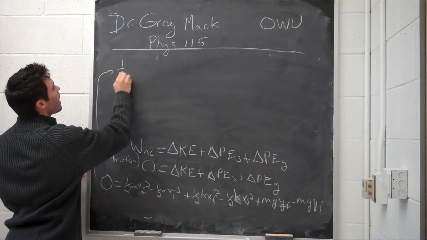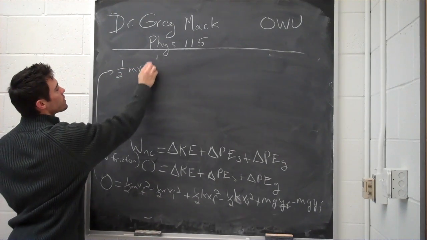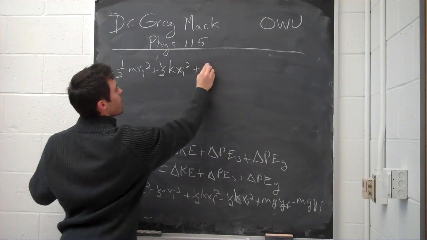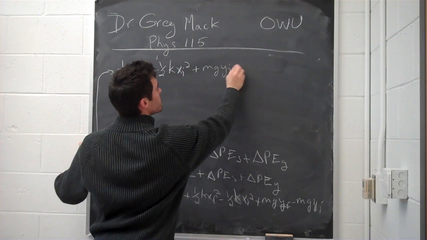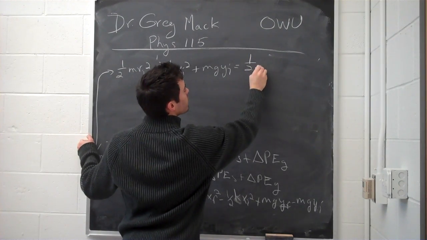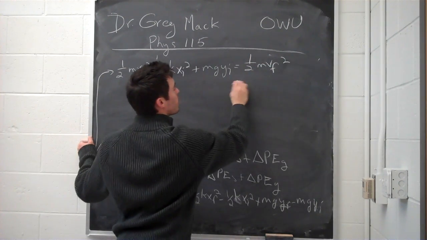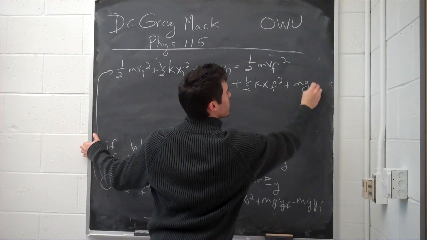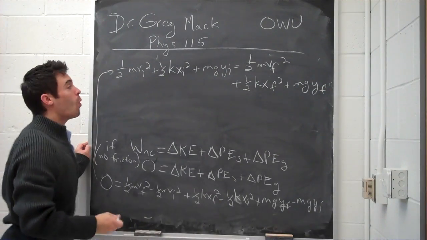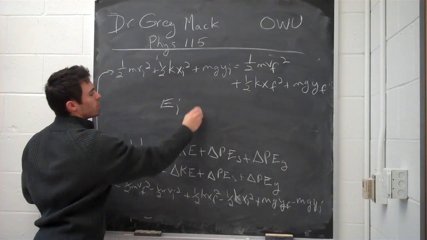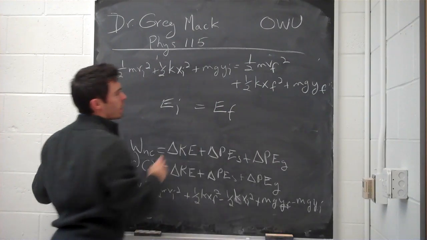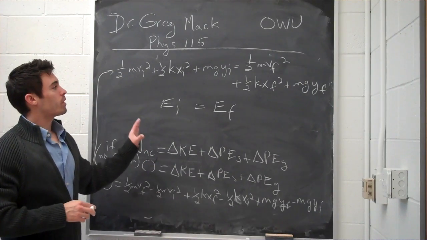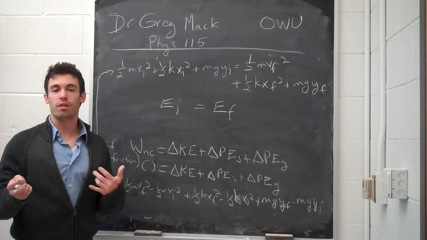So I have 1/2 m v_i squared plus 1/2 k x_i squared plus m g y_i is equal to 1/2 m v_f squared plus 1/2 k x_f squared plus m g y final. Or energy initial is equal to energy final. Again, with the conservation of mechanical energy, but now we just have springs along with the force of gravity.